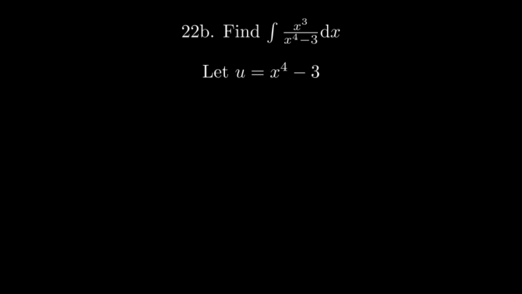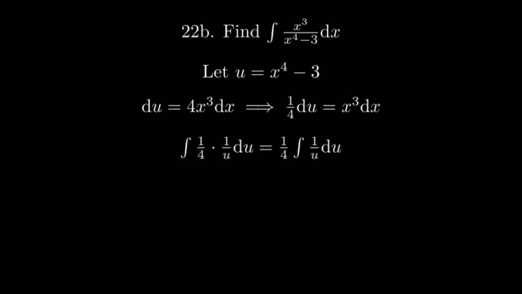4th minus 3 dx. Similar to the previous problem, we'll use u substitution. Let u be the denominator. Then, the differential du is 4x cubed dx. Now we substitute u and 1/4 du into the integral.